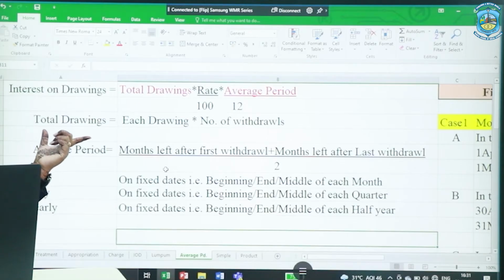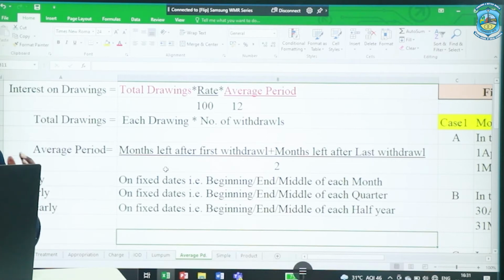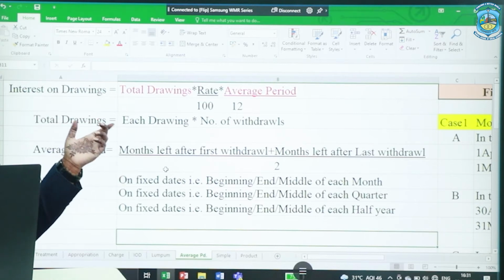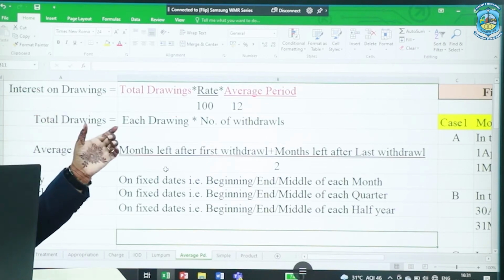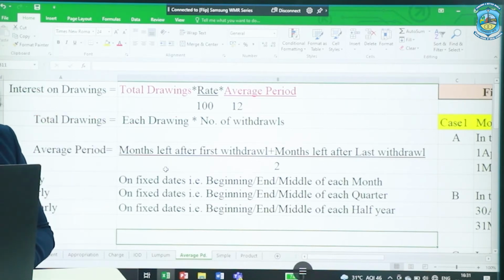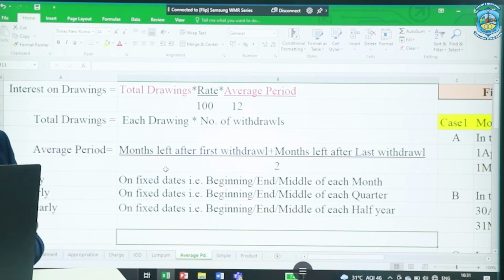The total drawings valuation depends on the type of withdrawals done. If the withdrawal is done monthly, then the monthly withdrawal is to be multiplied by 12 to get the total drawings. If the withdrawals are done quarterly, then each withdrawal is to be multiplied by 4 to get the total per annum drawings. And if it is done half yearly, then the withdrawal is to be multiplied by 2 only, because there are two 6 months in a year.